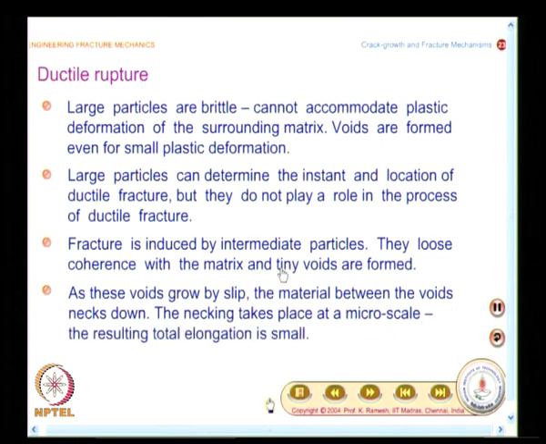And what you have is these tiny voids, and these voids grow by slip. That is why we spend time on slip. We have learned from a tension test that you have a shear lip, and you find these voids grow by slip, and the material between the voids necks down. This is called micro necking. The necking takes place at a micro scale, and the resulting total elongation is small.